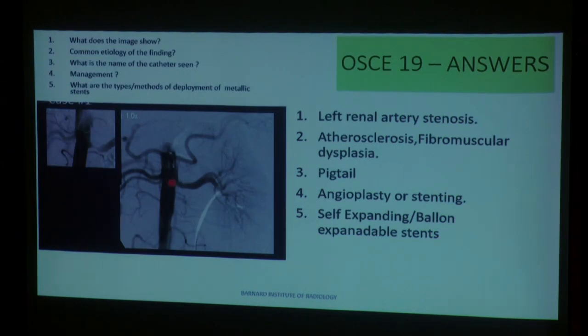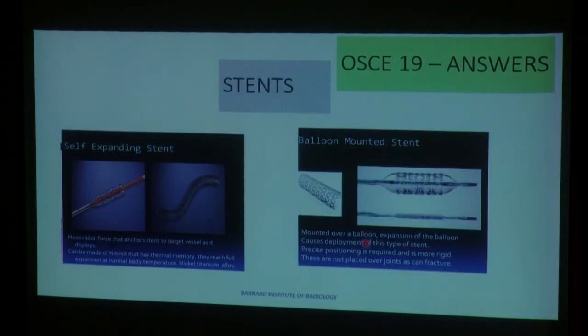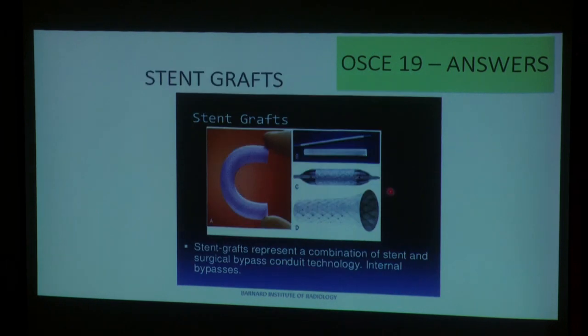So here they put the stent and restore the renal artery. It is a left renal artery stenosis. It can be due to atherosclerosis or fibromuscular dysplasia. The catheter here is a pigtail. Notice the curve of the catheter. You can do an angioplasty or stenting, and self-expandable stents or balloon expandable stents can be used. And a covered stent can also be used, which is called a stent graft.